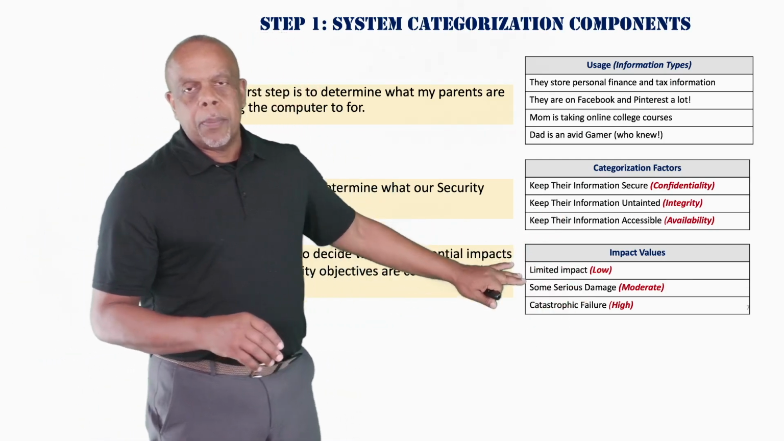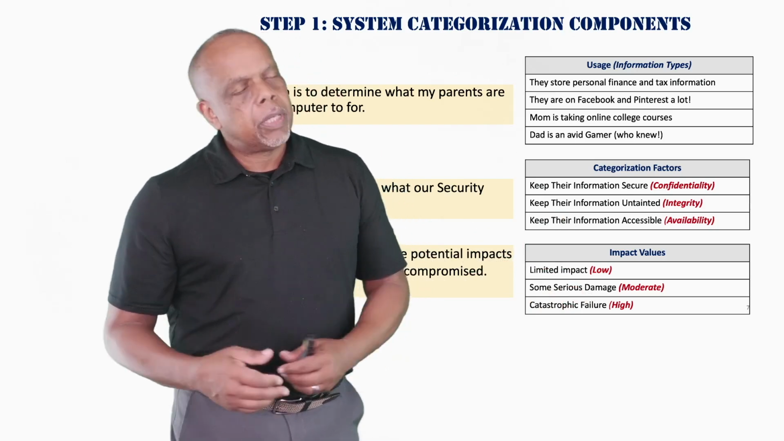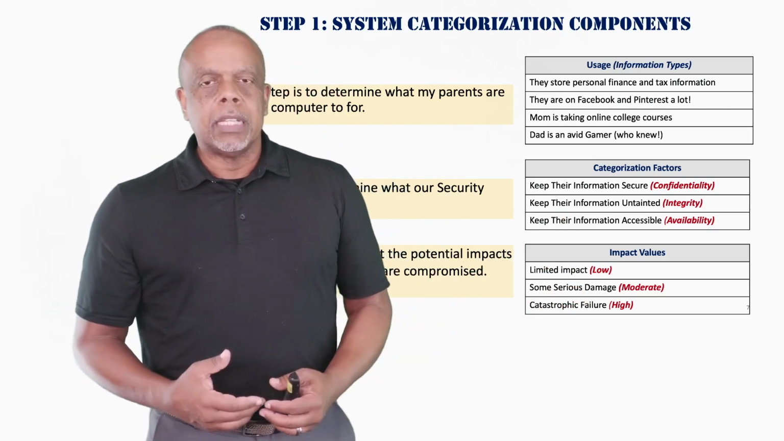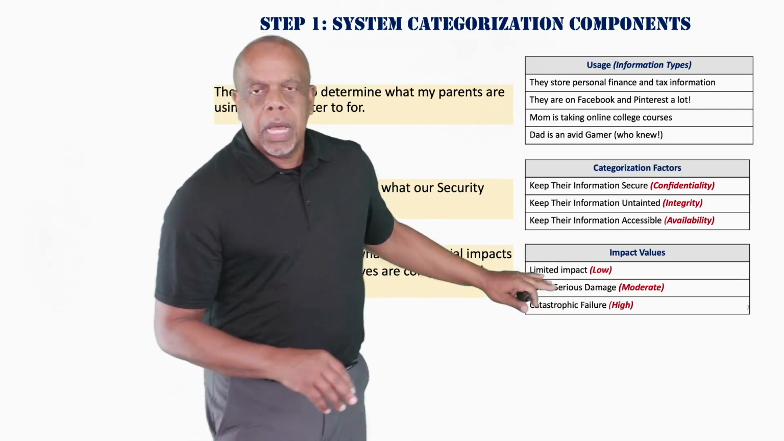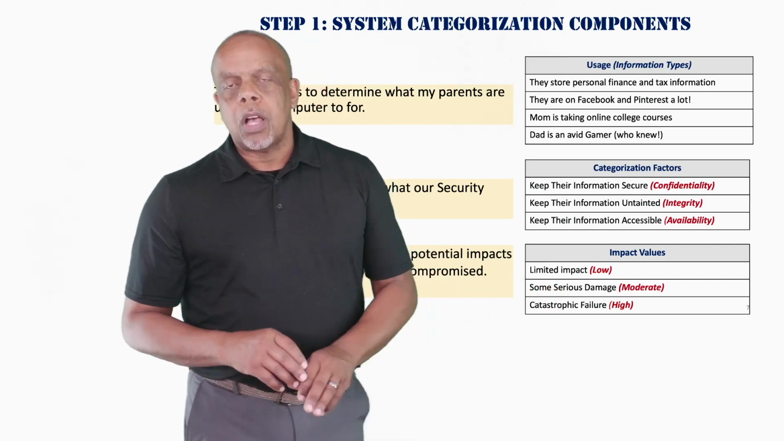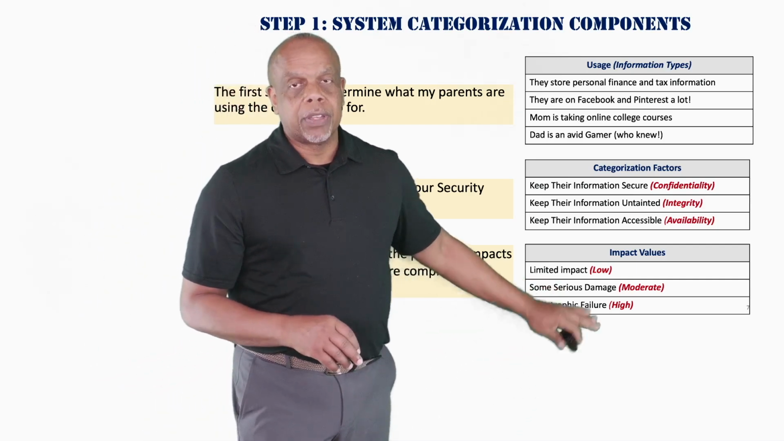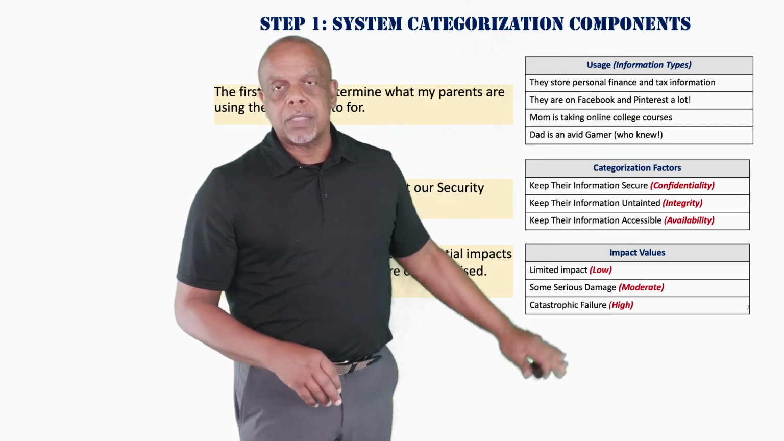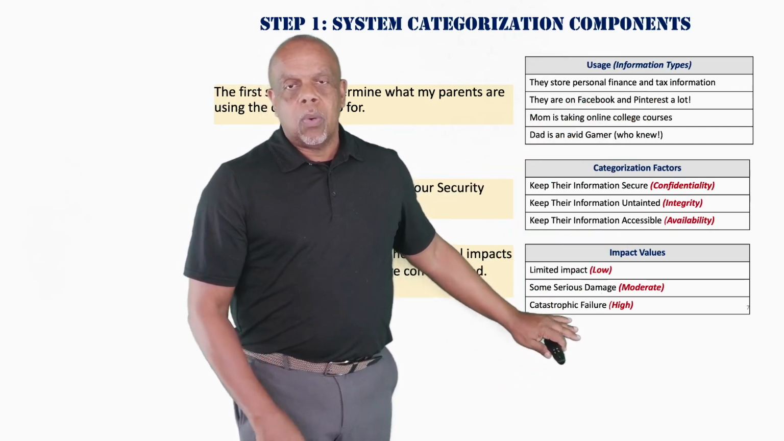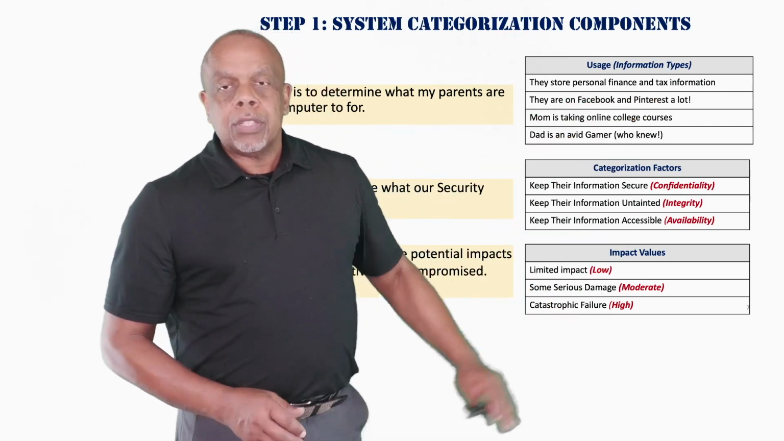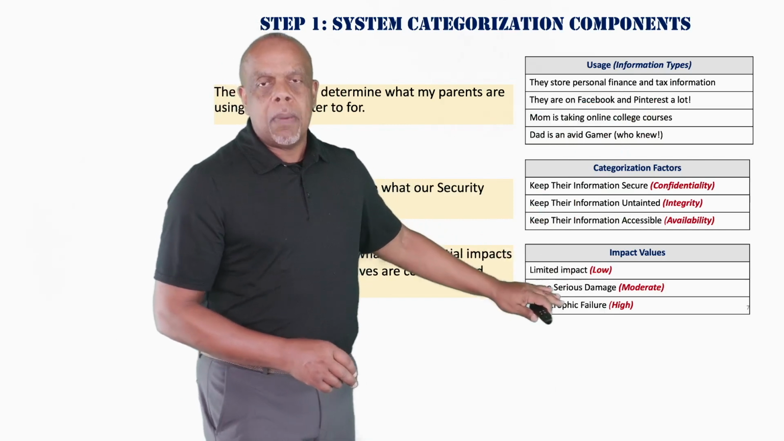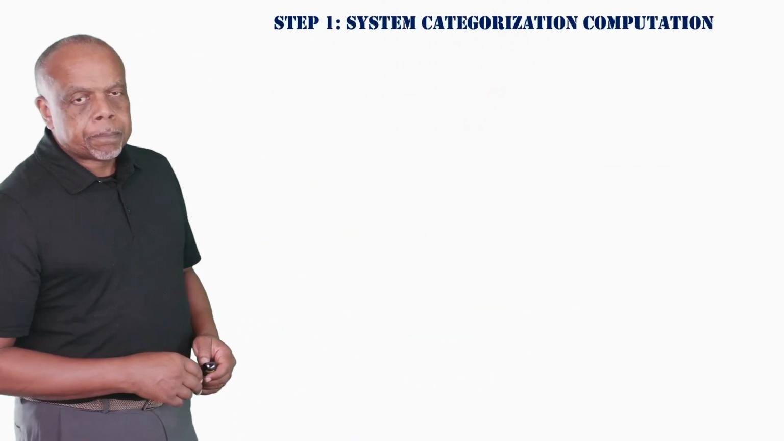A low impact means that, okay, if something happens here, it's not the end of the world. It's okay. We're going to make it by. Moderate is going to cause some type of serious damage. High is catastrophic. If their tax records and finance information gets out into the wild, that's going to be catastrophic. So these are my impact values: low, moderate, and high.